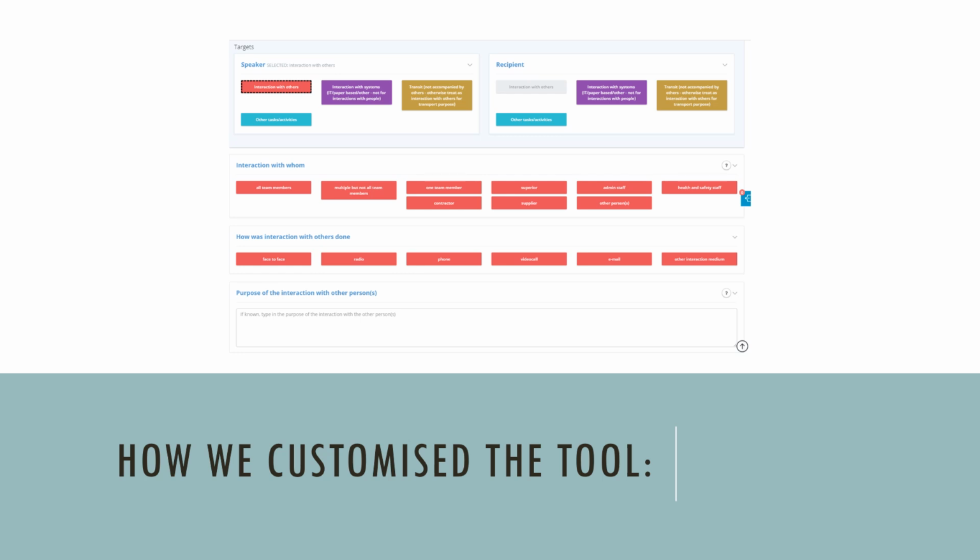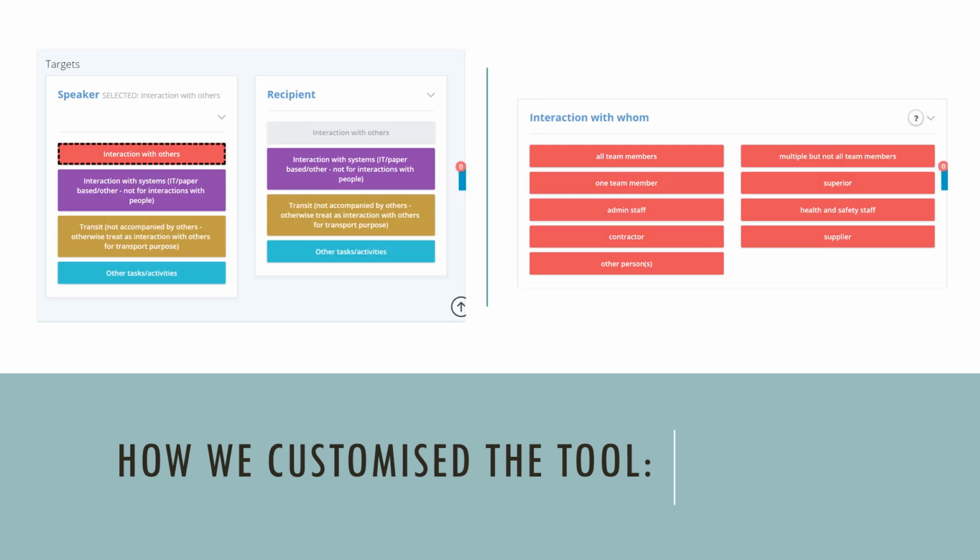To help us with our observations, we customized the CAT tool so that it looked something like this. So over the next few slides, I'll be breaking down some of the different ways that we customized this tool, which will hopefully give you some ideas of how you can customize this tool to suit your needs.